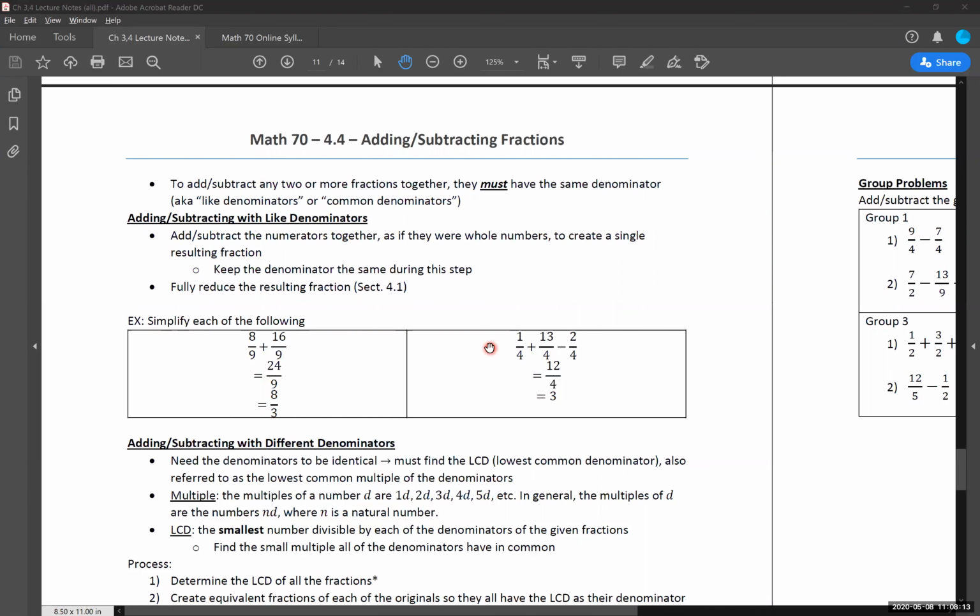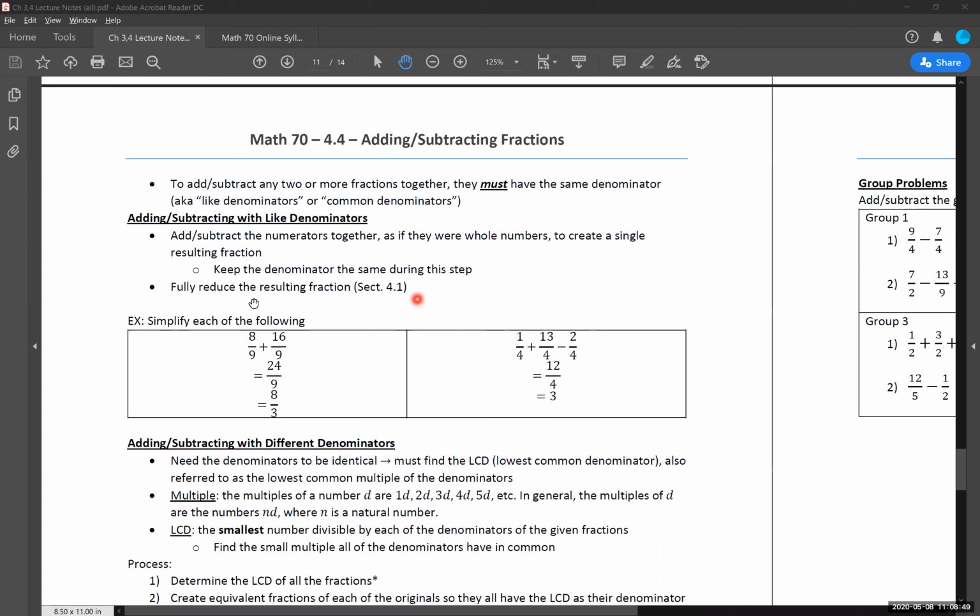Looking at our other example, we have 1/4 plus 13/4 minus 2/4. I condensed the steps down in how I typed it up, but you could add the 1/4 and the 13/4 together. That's going to give you 14/4. Then 14/4 minus 2/4 is going to give us 12/4, just like we have right here. And then we're saying, can I reduce this down any further? 12 divided by 4 is 3. And we have our answer right there.